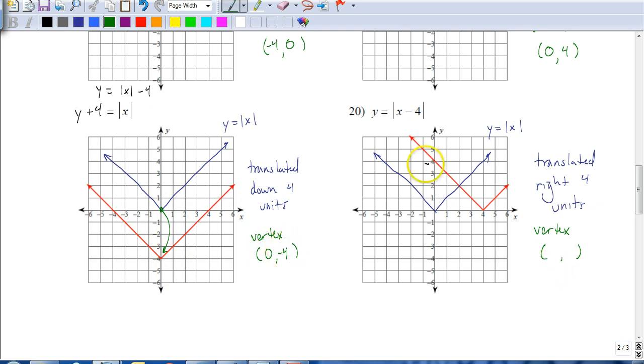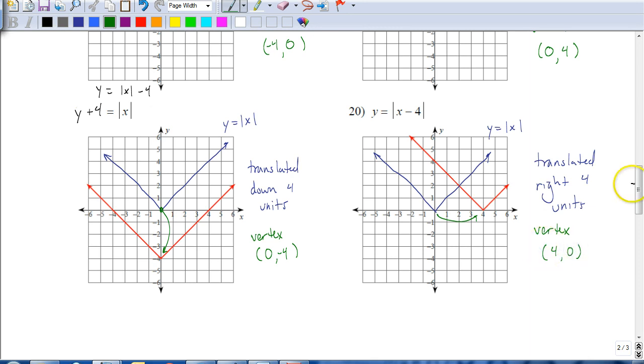Or over here, let's look at this one. Here we have the absolute value of x minus 4, so inside the absolute value we have x minus 4. What happened here is our vertex is moving to the right, so it's being translated to the right 4 units. So our vertex is now at the point 4, 0.